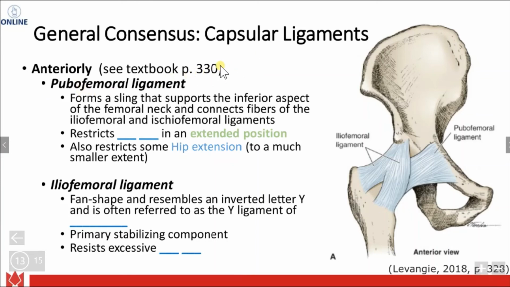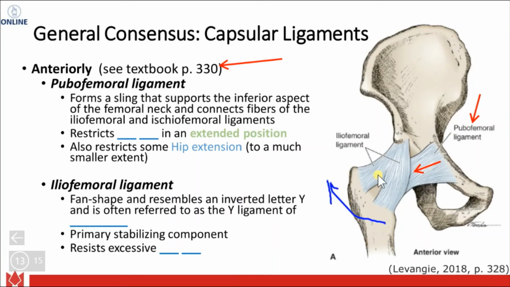If you want to look at the textbook information, page 330 summarizes these as well. So with the pubofemoral ligament, you can kind of see the way that it is going right there. And this helps on the femoral neck and connects it to the iliofemoral and ischiofemoral ligament. In particular, if the hip is extended, imagine that femur were extended back, it would prevent motion in this direction. So it's going to prevent that swing, that external rotation position.